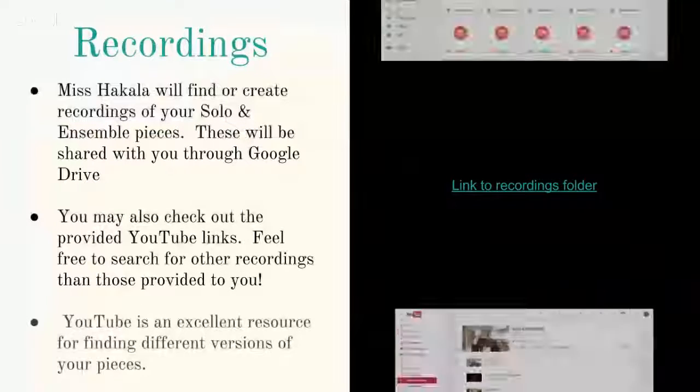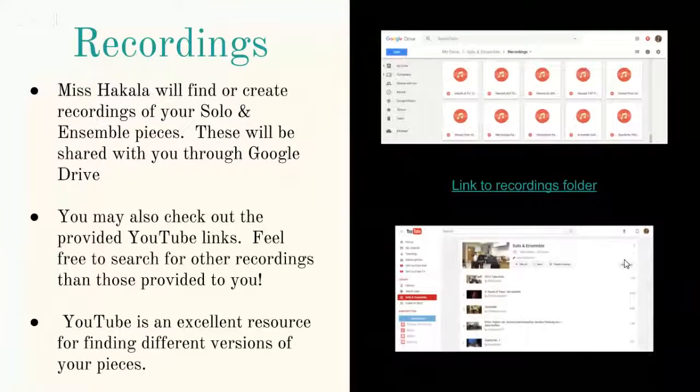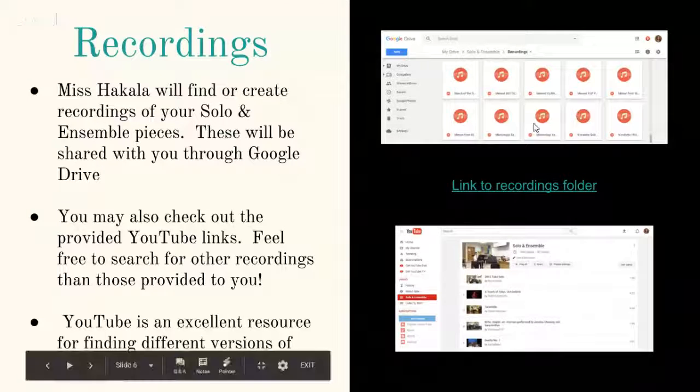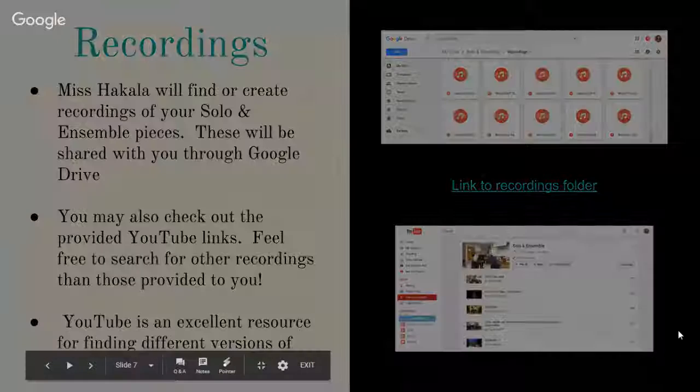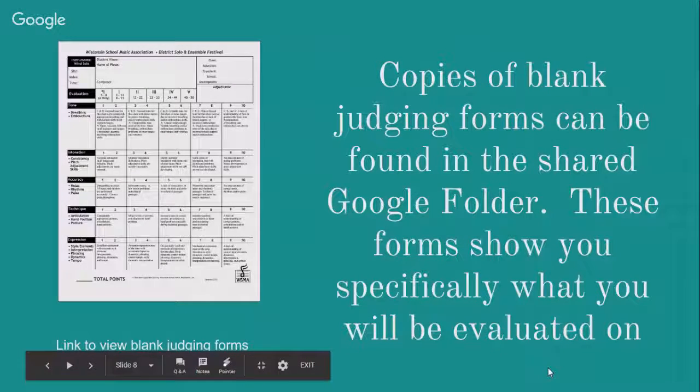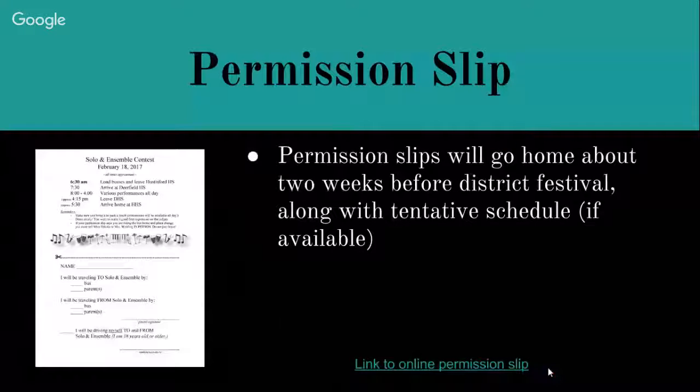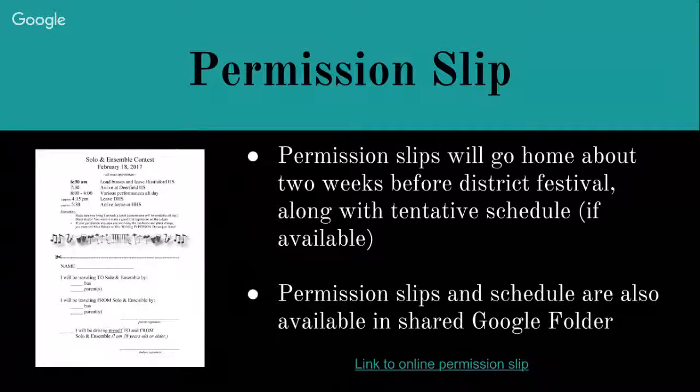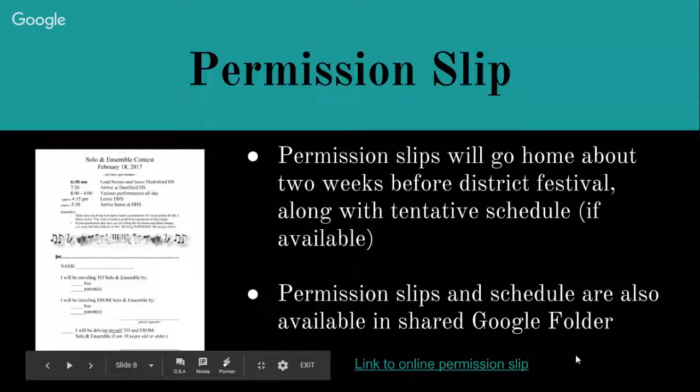The recording slide includes not only a link to the shared Google folder, but screenshot images showing the recordings folder and my YouTube playlist. This slide shows the students a sample judging sheet and a link to find their specific event's sheet. Right here. The permission slip slide is a visual reminder for students to get their slips turned in. Also included is a link to the Google Docs online version, pretty much for parents.